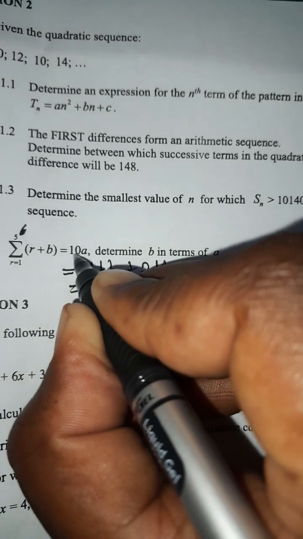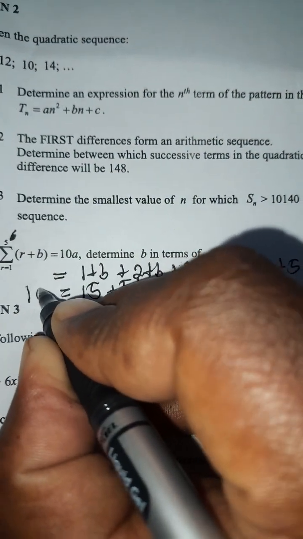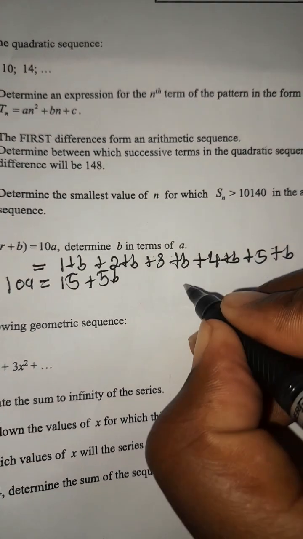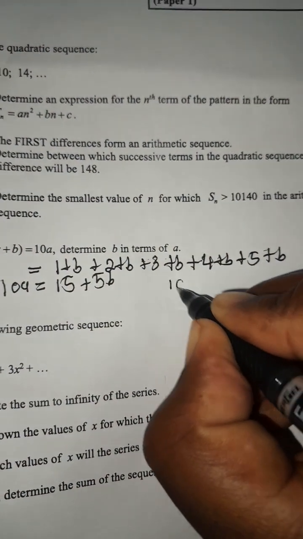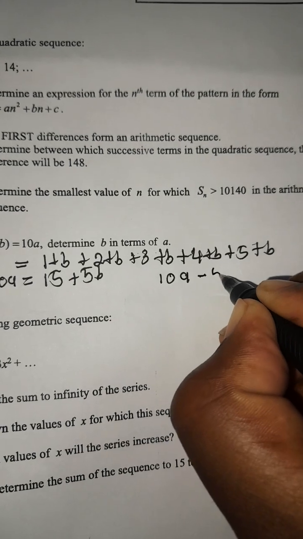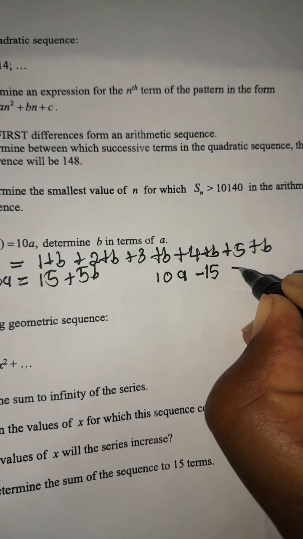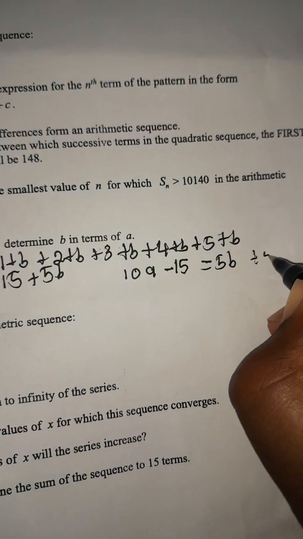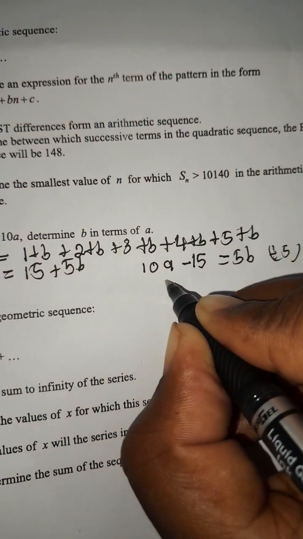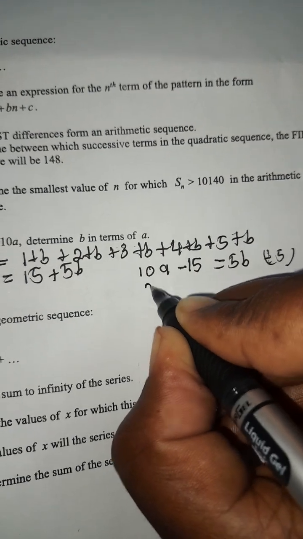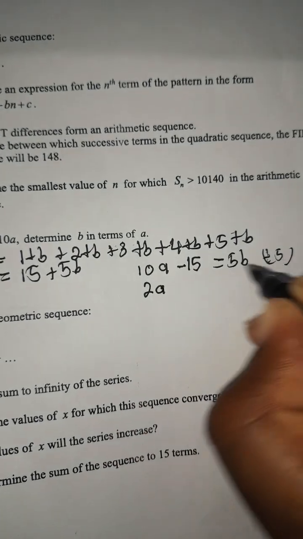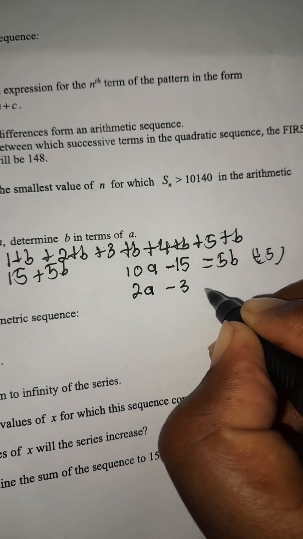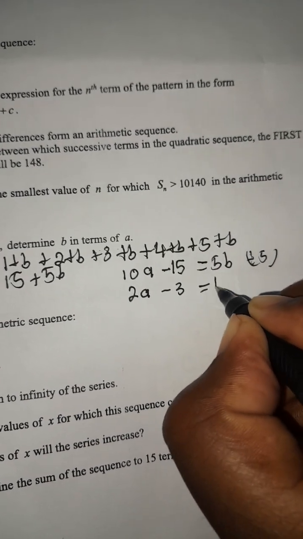Remember that they said it's equal to 10a. Where there is this, you replace it by 10a. Because they said determine b in terms of a, let's take 15 to the other side: 10a minus 15. Remember, we need to make b the subject. Then we will divide everything by 5. How many times does 5 go into 10? It goes twice, so it will be 2a. How many times does it go into 15? It goes 3 times, so that will be 3. So 2a minus 3 is equal to b.